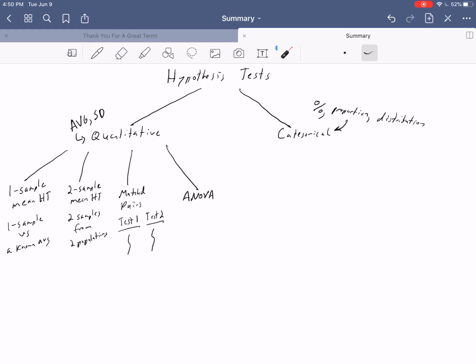You have to basically know what score or value people had initially and what score or value they had later. ANOVA, well, that's our most recent one. That was sort of an extension of the 2 sample mean.